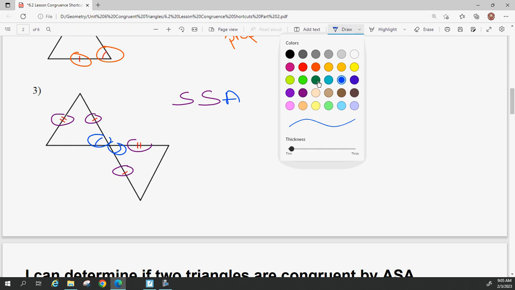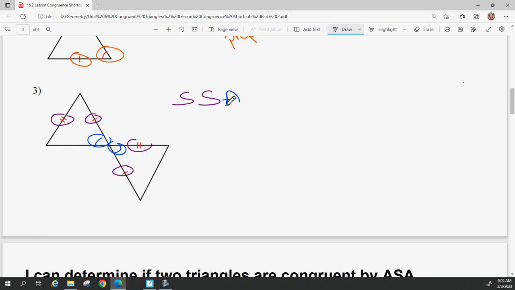One suggestion I will make when we get to the point where you don't know which shortcut you're looking for is to list all the possible shortcuts. And so far we have these four. We're going to add one below in a second. I don't have side. I don't have hypotenuse leg because I don't have right triangles. I don't have angle side because I only know that one pair of angles are congruent. And so the only possibility here to show these two triangles congruent using a shortcut would be side angle side.